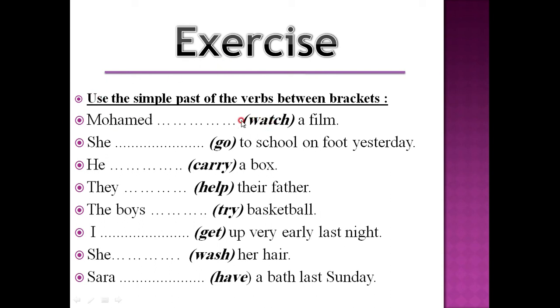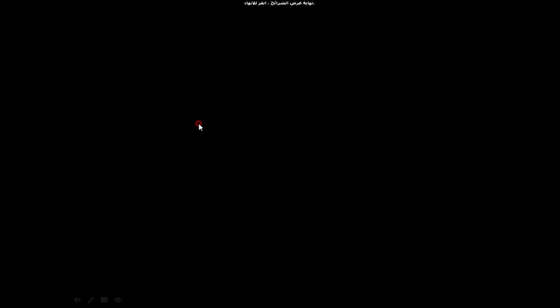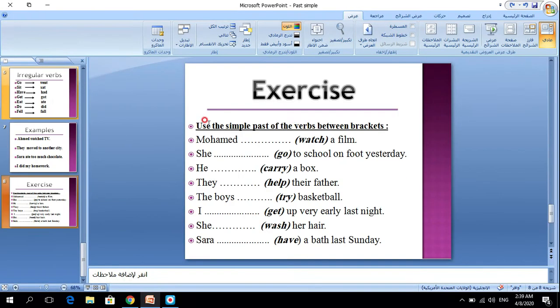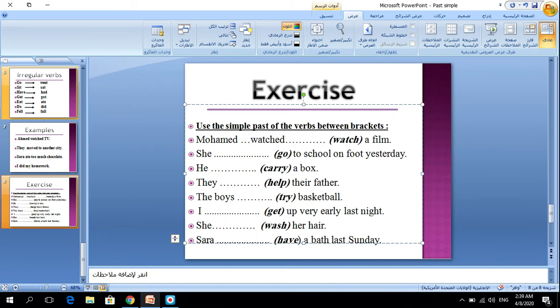Okay, let's turn to some exercises. You have some verbs between brackets, and you have to put these verbs in past. So the first example: Muhammad watch a film. The verb watch is a regular verb. When we put it in past, we have to add d, ed, or ied. Yes, correct, so we have to add ed. So it becomes watched. Muhammad watched a film.